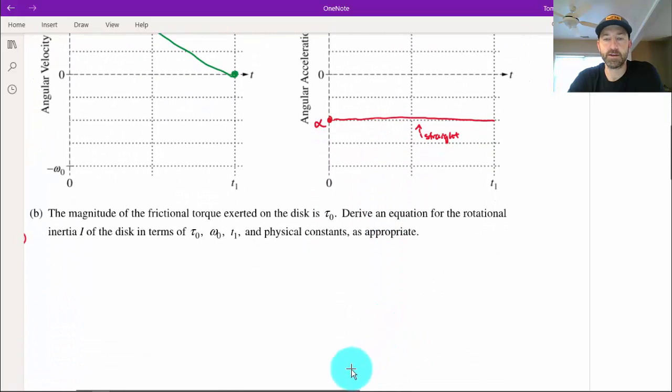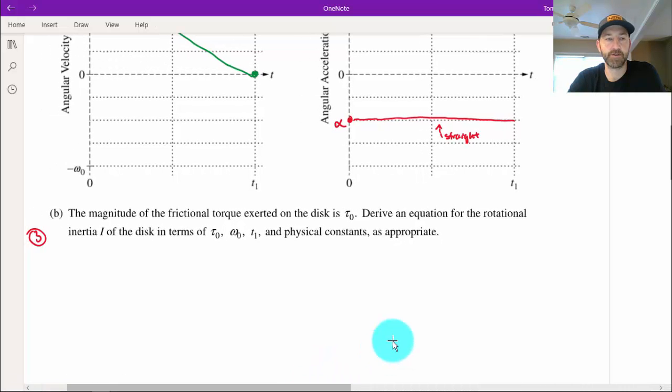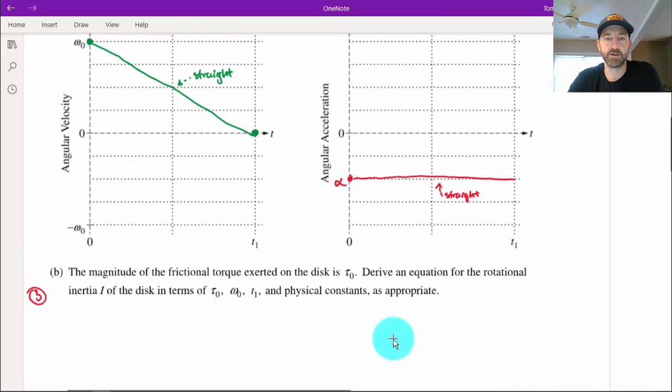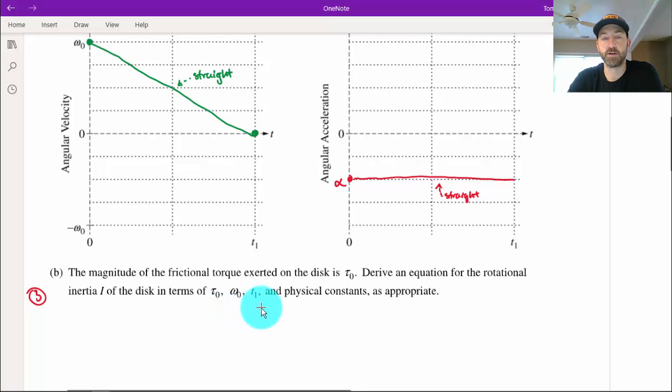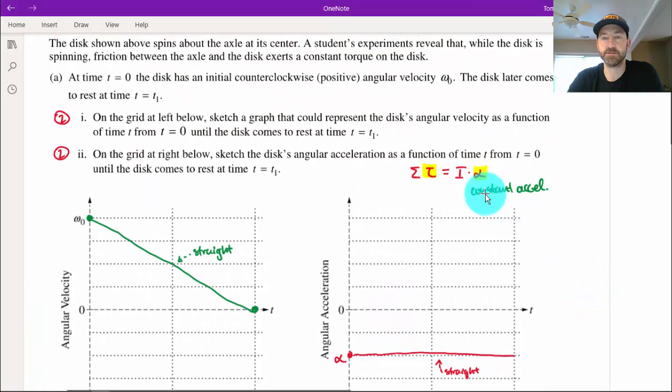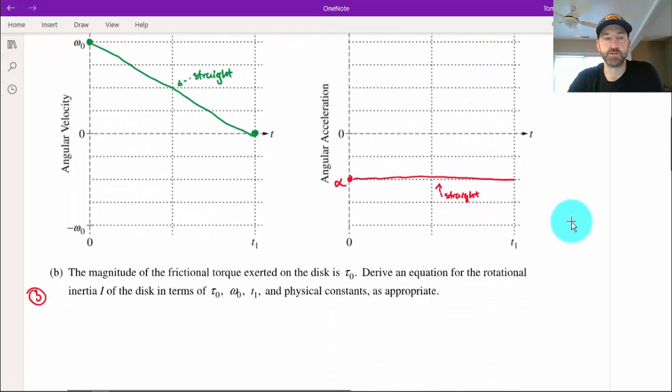All right, part B. Looks like my point structure went off screen there. There we go. For part B, it says the magnitude of the frictional torque exerted on the disk is tau naught. Derive an equation for the rotational inertia I of the disk in terms of tau naught, omega naught and T1, and physical constants as appropriate. So this is where we're going to have to dig back into this equation that I wrote down, the rotational version of Newton's second law. This is a 3-point equation.